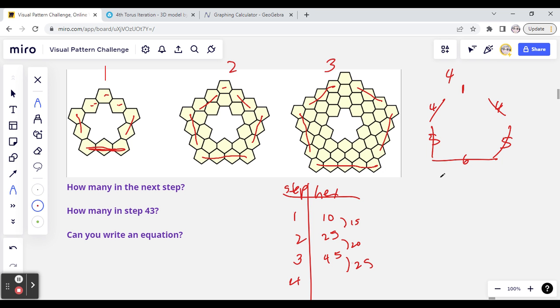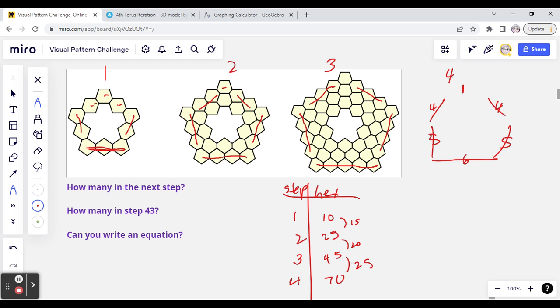Does this add up to 25? So let's see, 6 and 5 is 11, and 5 is 16, and 4 is 20, and 5 more. 4 and 1 is 5. So we're adding 25. Okay, so the pattern does hold here. That's great. So 45 plus 25 is going to be 70.